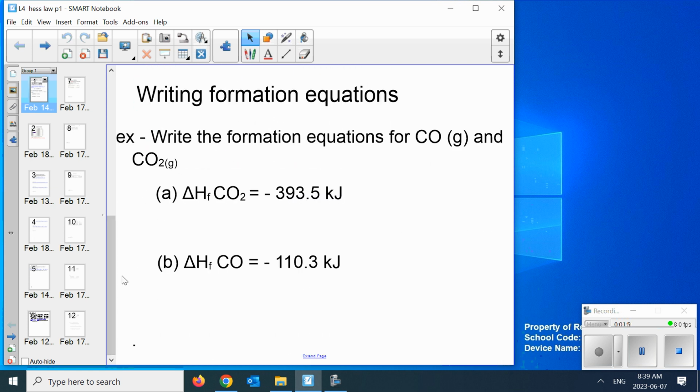Now, we're going to practice writing the formation equation for carbon monoxide and carbon dioxide. Learn to do by doing.